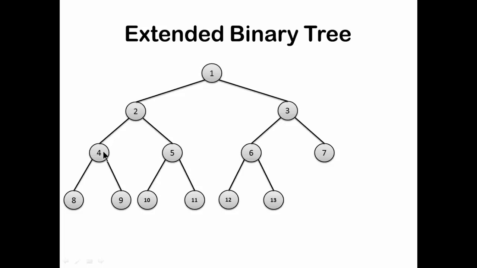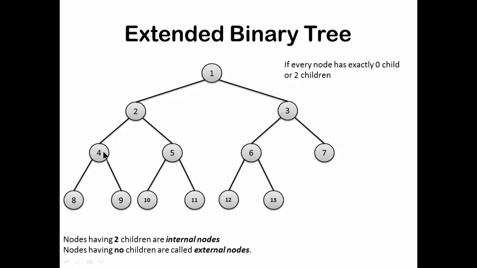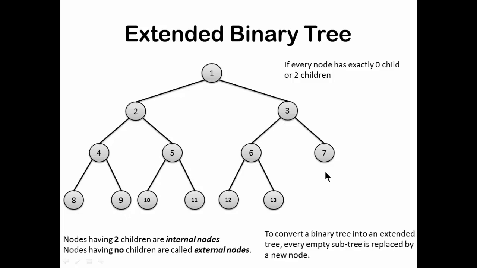Now in an extended binary tree, the condition is that you cannot have one child. Either you have 0 children or you have 2 children. If there is any node that has one child, then you have to create one more node in order to make it 2 children, right? Nodes having 2 children are called internal nodes, and the nodes that do not have any children are called external nodes. To convert a binary tree into an extended tree, every empty subtree is replaced by a new node, and this new node will be called an external node.